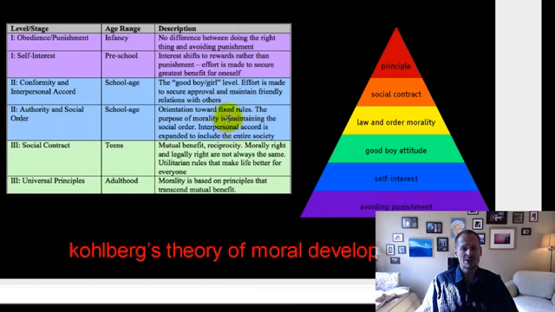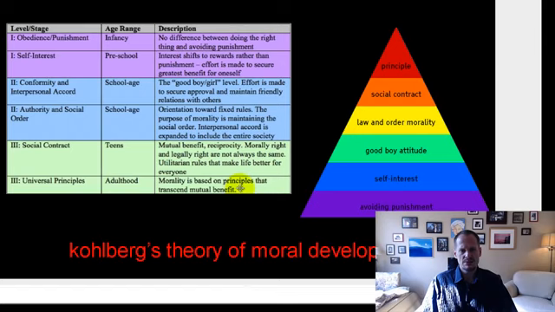Orientation toward fixed rules, right? The laws: the purpose of morality is maintaining social order, and interpersonal accord expands to include the entire society. So these lower ones, avoiding punishment, map to the triangle there. Self-interest maps to there. The good girl, good boy attitude maps to there. Law and order maps to there. And then mutual benefit, reciprocity: morally right and legally right are not always the same. Utilitarian rules that make life better for everyone. So thinking about democracy and the social contract, those map right there.